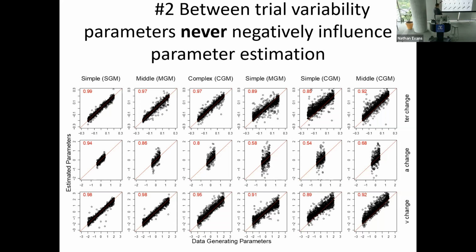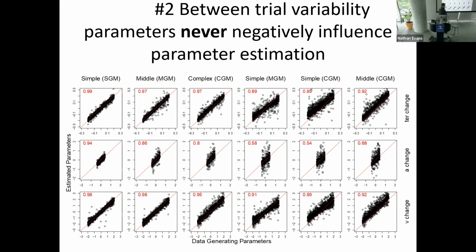To give you a quick rundown, I've got the titles up the top, where simple, middle, complex refers to the type of model being fit. Simple is the simple diffusion model, with no between trial variability parameters. Middle is the full diffusion model, but the between trial variability parameters are held constant over conditions. And complex is just letting it all run wild, where you've got all the between trial variability parameters and they're all allowed to vary over these 2 conditions.